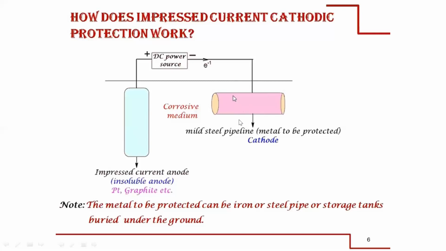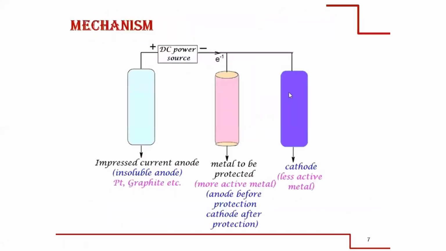In the impressed current method, the metal to be protected is completely converted from anode to cathode by applying a DC power supply. This is the simple mechanism. So let us see a more complex mechanism.